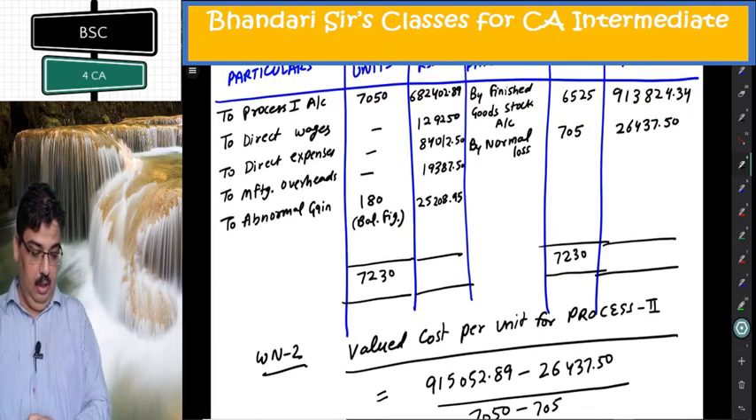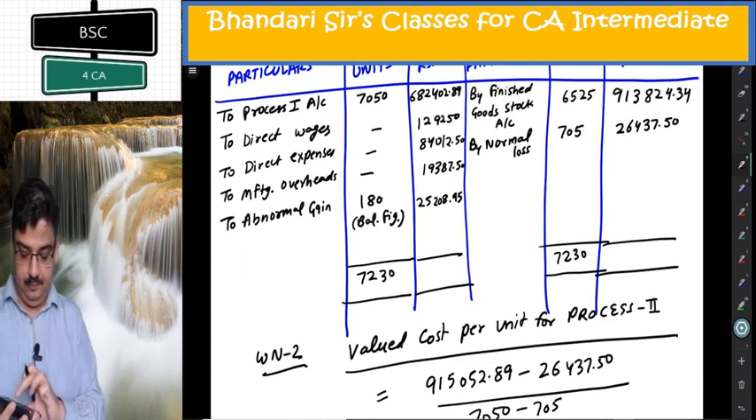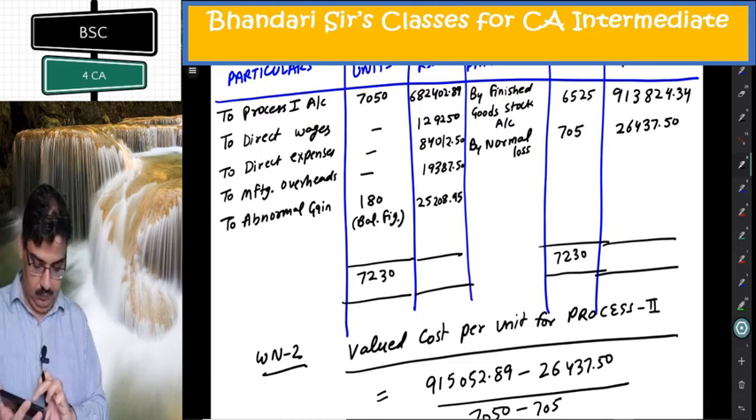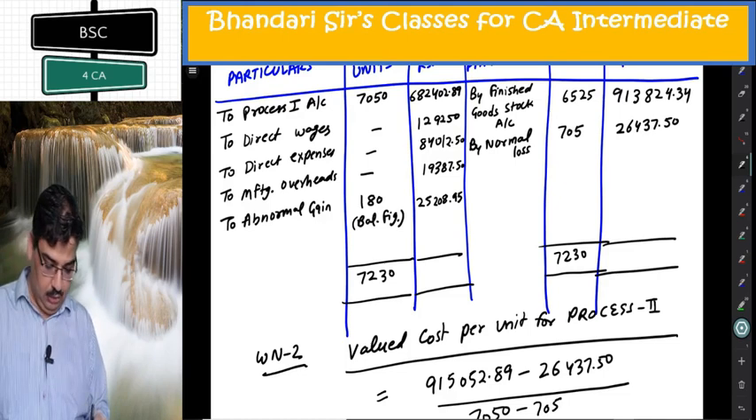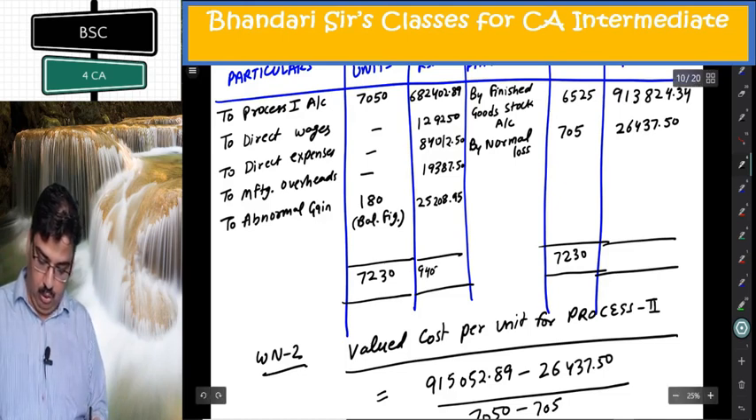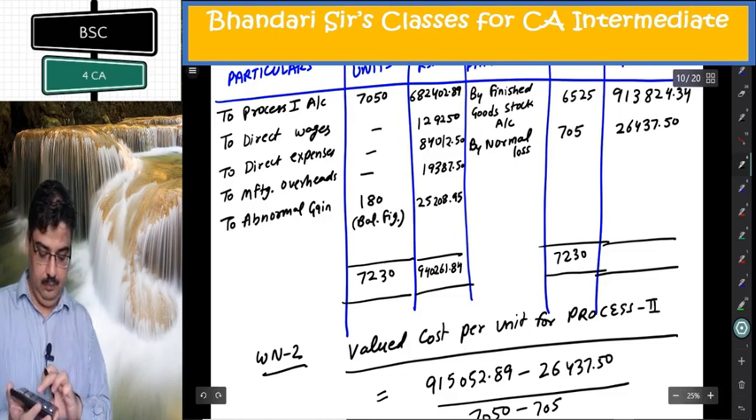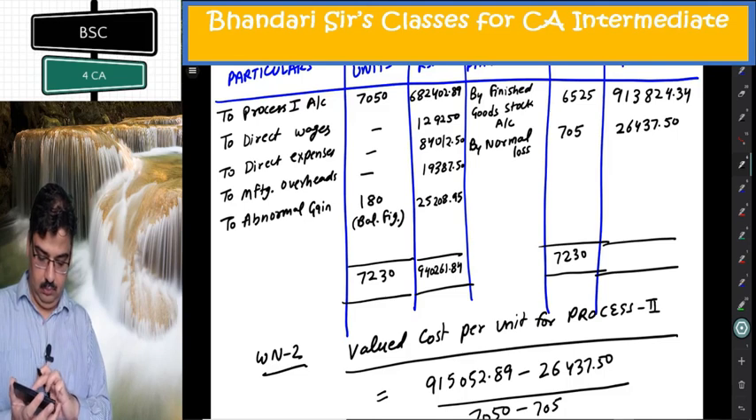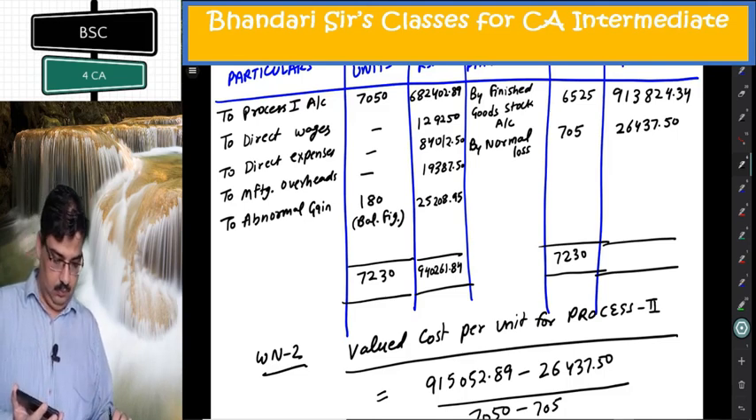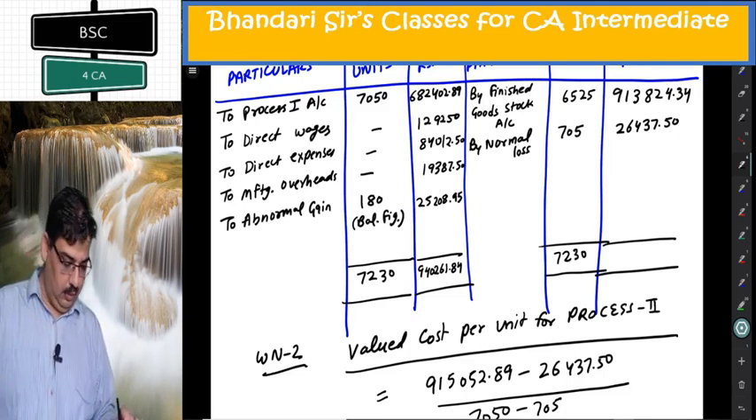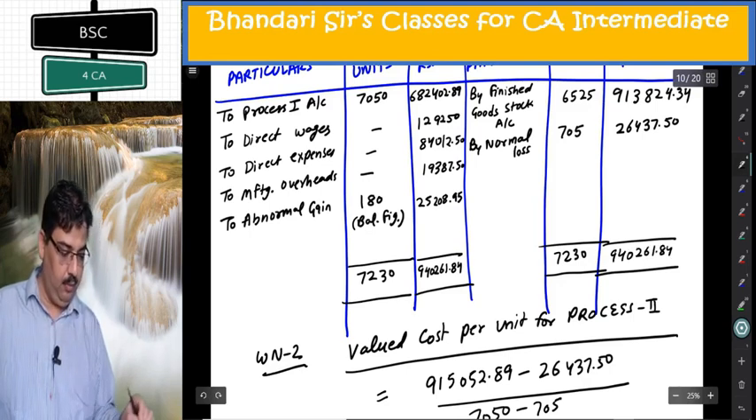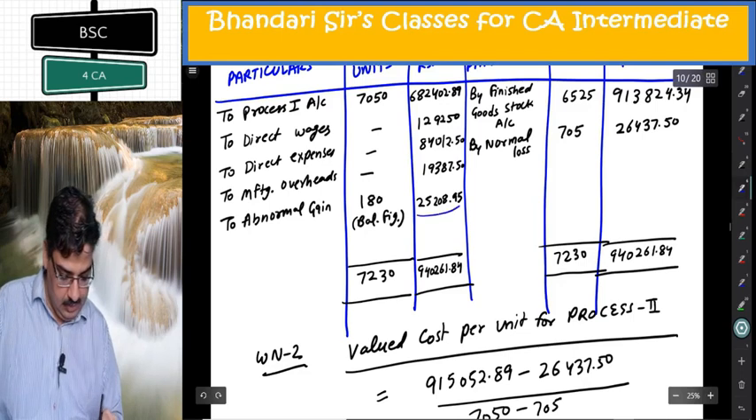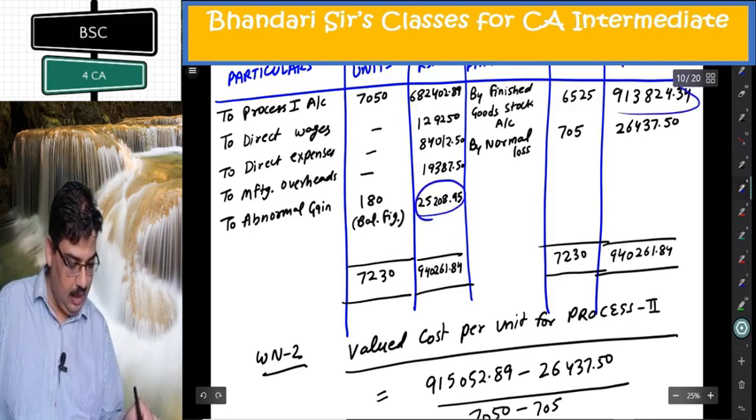Now the total of both sides has to be 940,261.84. So it is tallied at 940,261.84. Now remember, this is at valued cost, this is at valued cost.